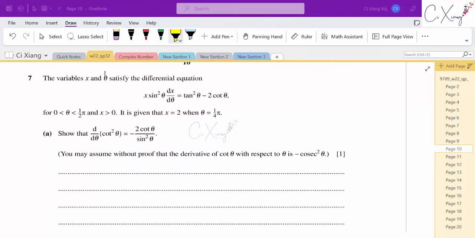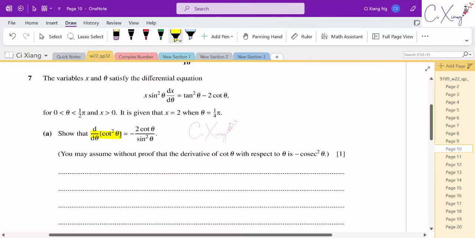Question number 7. We are having the differential equation with x and theta. This is the equation that we have, a differential equation. They are saying that theta is from 0 until pi over 2, which is 90 degrees, in the first quadrant, and x greater than 0 means x is positive. It is given that x equals 2 when theta equals pi over 4. First of all, we are going to show that when we differentiate cotangent square theta, we will get this fraction.